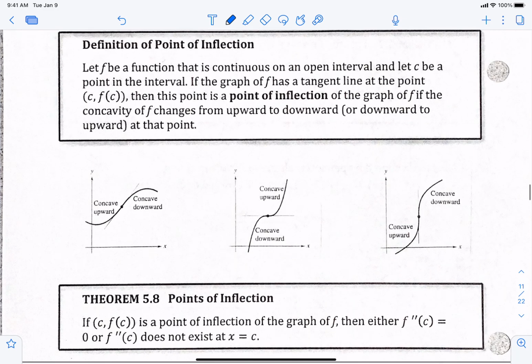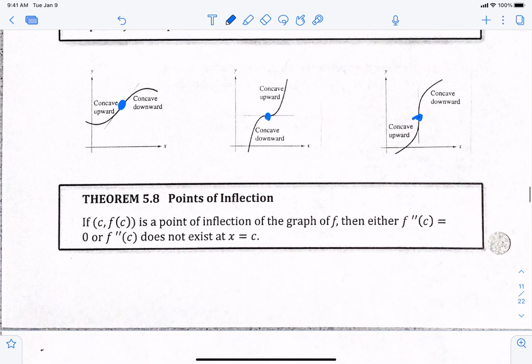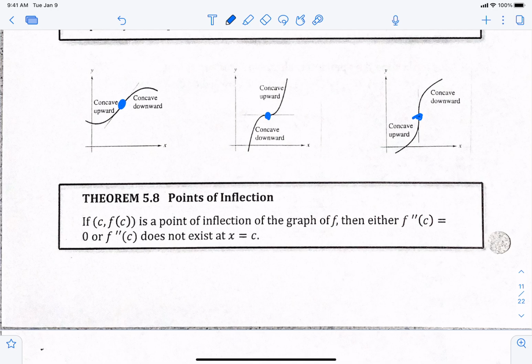Now I'm introducing POI to you. A definition of a point of inflection is a place where it switches from concave up to concave down. So it could look like any of these three things. Those are all points of inflection. It changes from concave up to concave down. Good?